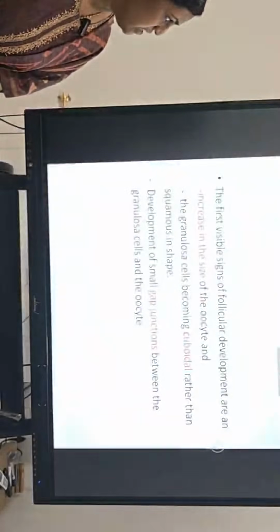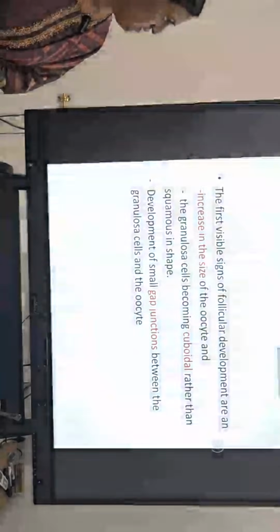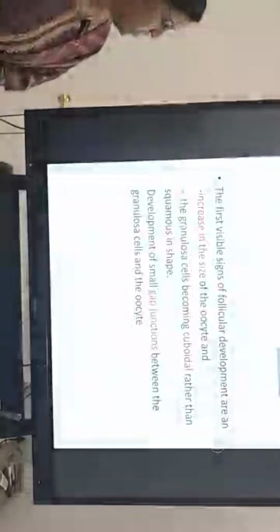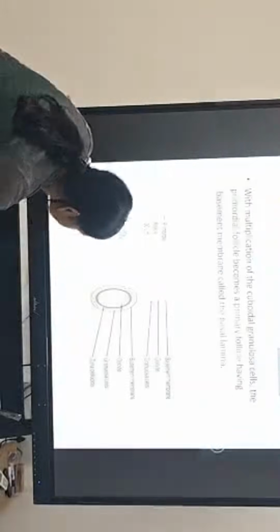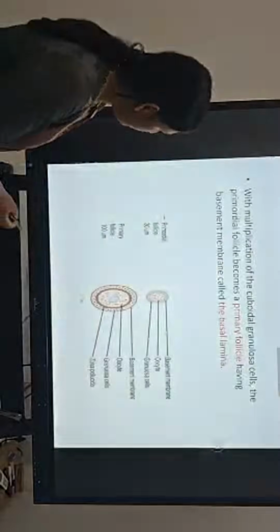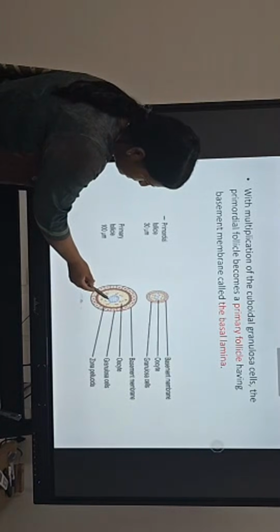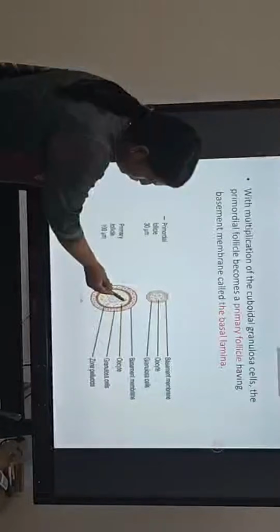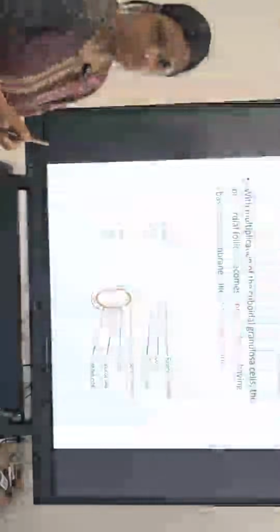Now, the first visible sign of follicular development is an increase in the size of the oocyte and of its lining, the granulosa cells, which convert from squamous to cuboidal. Also, small gap junctions develop between the granulosa cells and the oocyte. Here we can see the diagram showing the primary follicle. The germ cell is surrounded by a thick layer of glycoprotein called the zona pellucida, and around this there is a single layer of cuboidal granulosa cells.